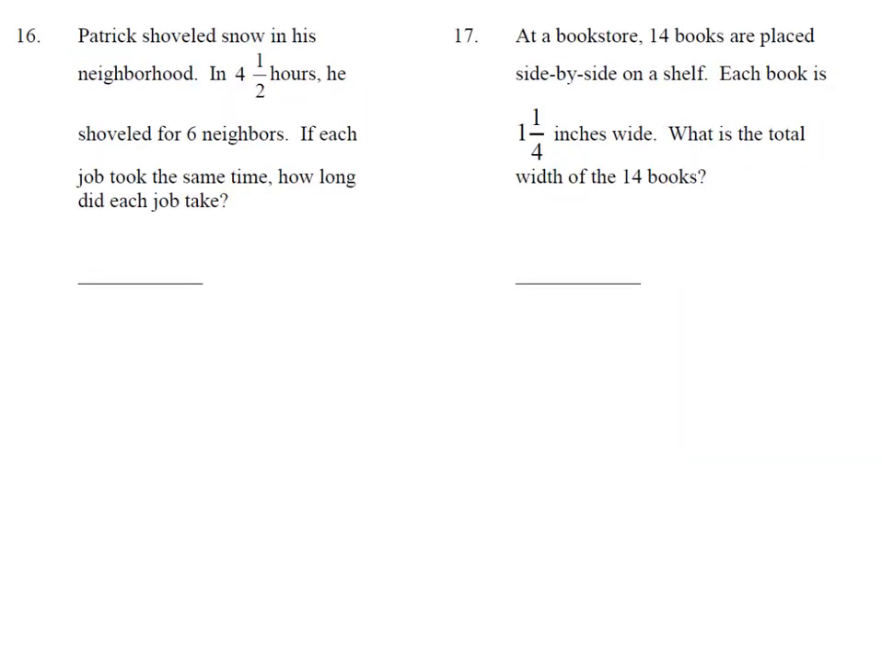2 more to go. Number 16. Patrick shoveled snow in his neighborhood. In 4.5 hours, he shoveled for 6 neighbors. If each job took the same time, how long did each job take? Well, in this one right here, we're taking this amount of time and dividing it among 6 neighbors. So this is really 4 1/2 divided by 6. We don't want to divide 6 neighbors by 4.5 hours because we don't want to chop up neighbors. That's kind of illegal. Okay, so in order to divide this, I've got to have fractions.